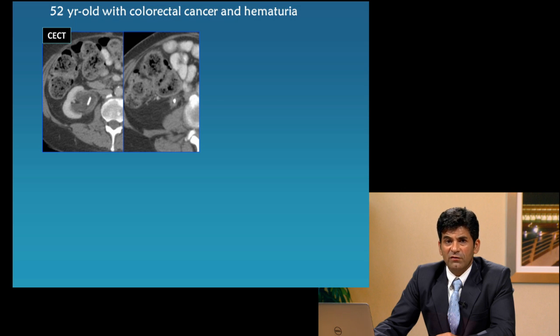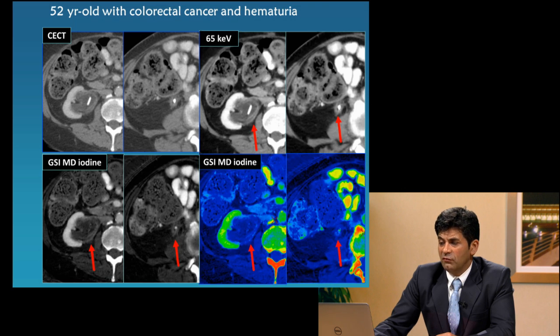There is always a question if there is inflammation or a tumor, and here there is also artifact from the stent. On the material density iodine images, which are in the bottom row, one can see that the urine in the renal pelvis is suppressed. We can suppress the artifact.